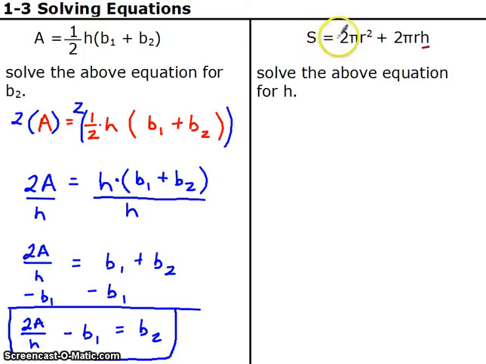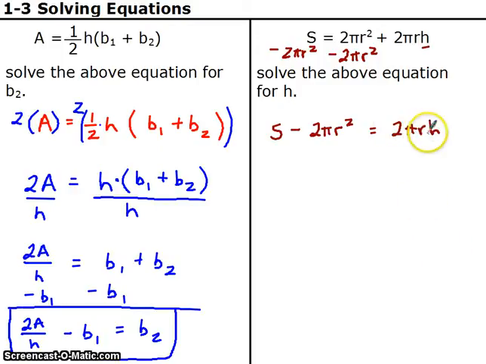So since it's a positive 2 pi r squared, I'm going to subtract 2 pi r squared. And do that over here as well. So that'll leave me with s minus 2 pi r squared equals 2 pi rh. All right, well, now I need to get rid of all this 2 pi r, so I have h by itself. Now, luckily enough, everything's being multiplied. 2 times pi times r times h. So to get rid of all those, I just divide, the opposite of multiply. Divided by 2 pi r. And this whole thing over here gets divided by 2 pi r.